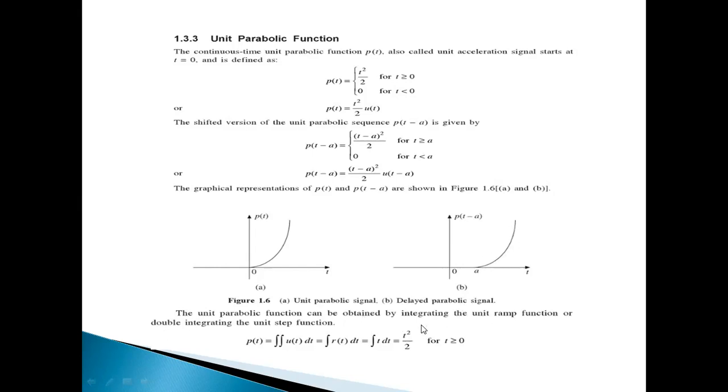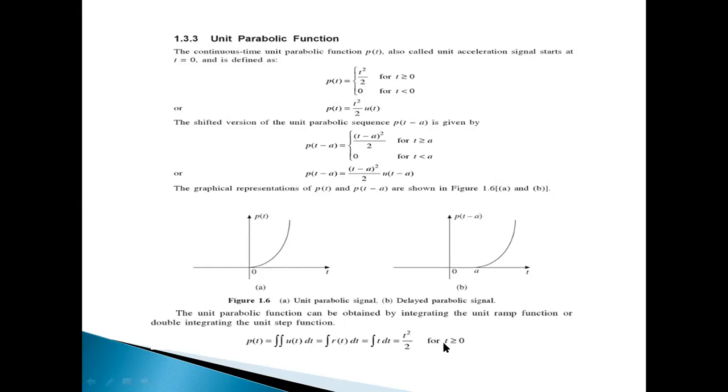The relation between the ramp, the step and the parabolic in integration form: p of t is the double integral of the unit step, and the single integral of R of t. The parabolic and the ramp are related by the integral of R of t. The parabolic and the unit step are related by a double integral, that is, the integral of t dt gives t square by 2 for t greater than or equal to 0.